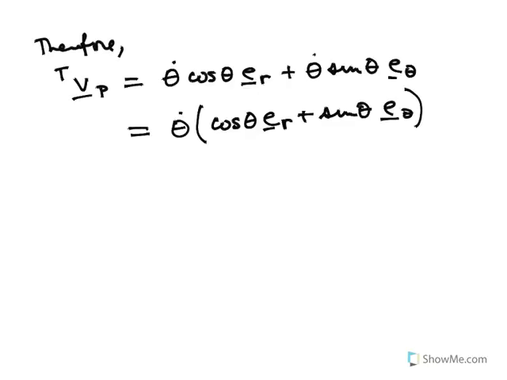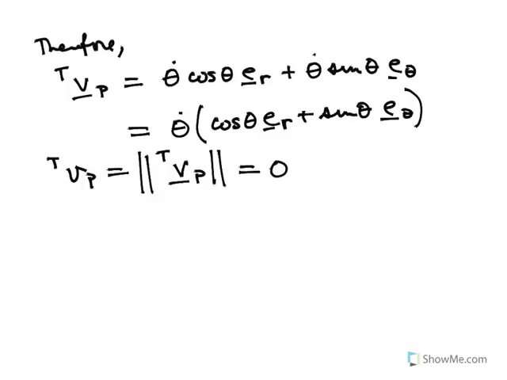So now is where we're going to actually start transforming or molding this into intrinsic coordinates. First, let's compute the speed. The speed of P as viewed by an observer fixed to the track is equal to the magnitude of the velocity of P as viewed by an observer fixed to the track. Well, what's the magnitude of this vector?